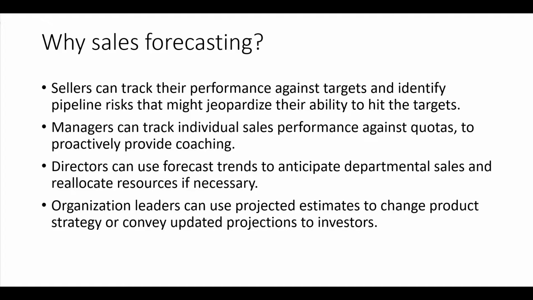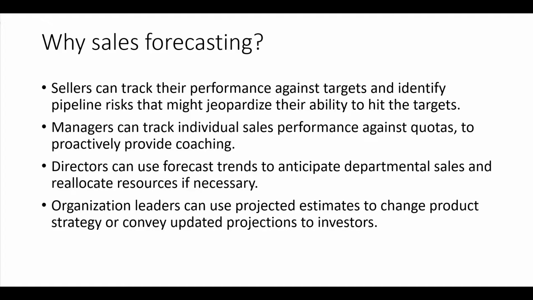Well, for one thing, just a list of opportunities doesn't really tell you the whole story, or doesn't accurately project what you're going to be selling, because you have a lot of opportunities that may not close or might get delayed or might never happen. And sales forecasting is a way to more accurately project what is going to close, and that's useful on multiple levels. First of all, sellers can track the performance against their targets and identify pipeline risks that might jeopardize their ability to hit targets. So you know you need to sell X number of dollars of stuff or services or products, and you can see that there's a risk that you're not going to hit that number.